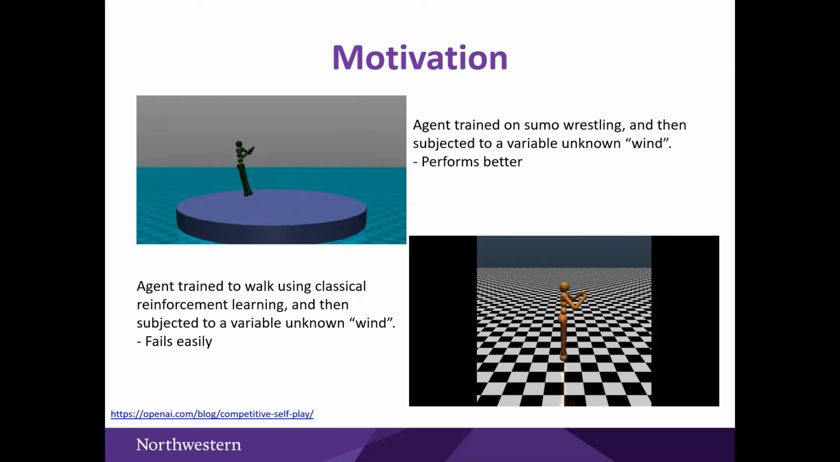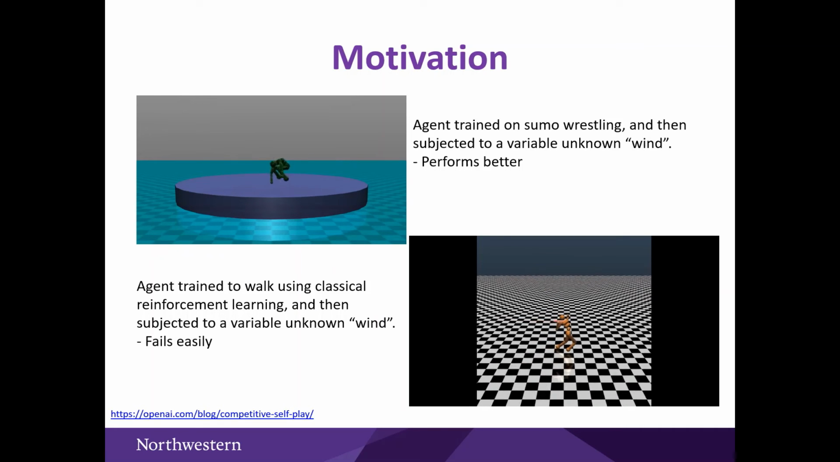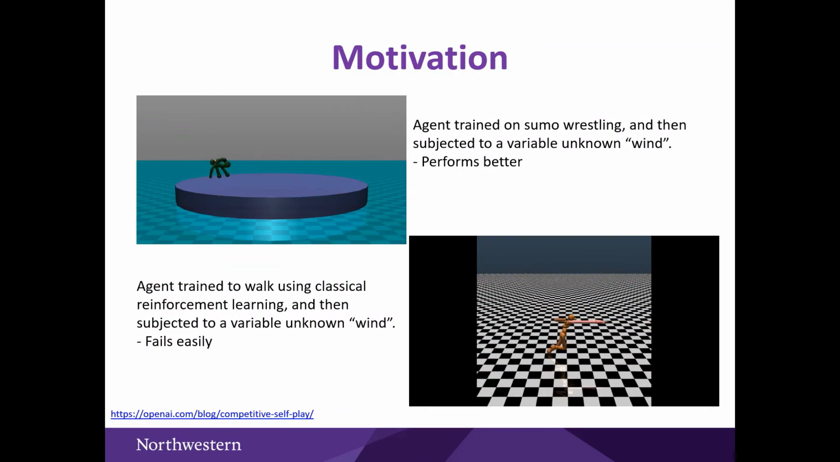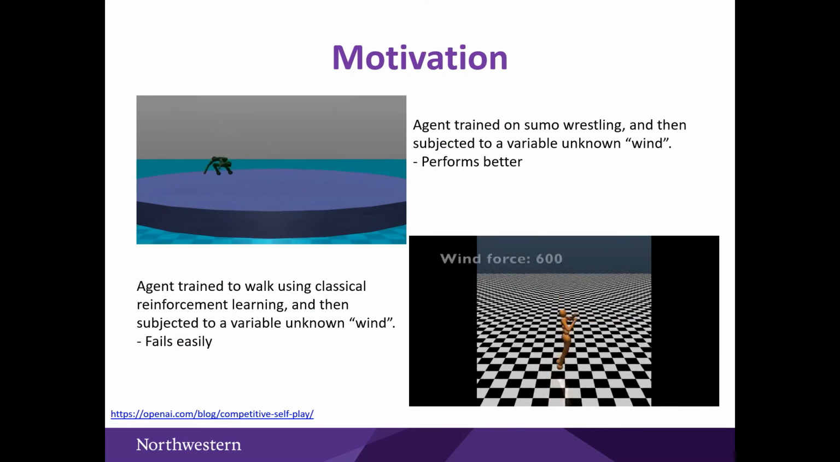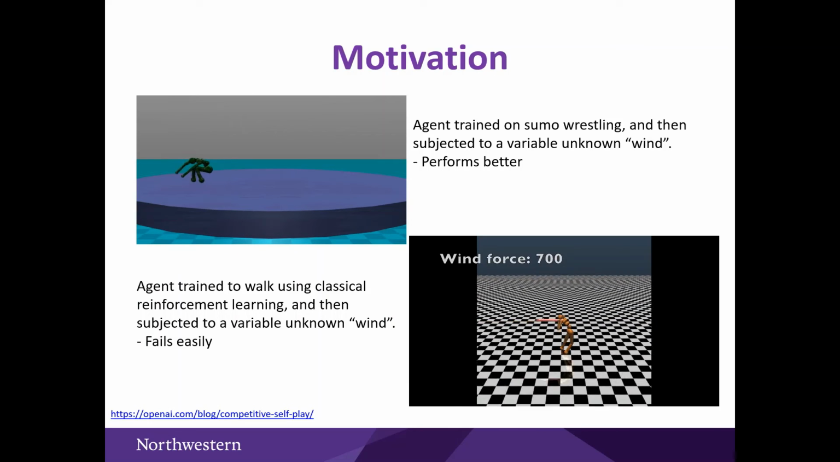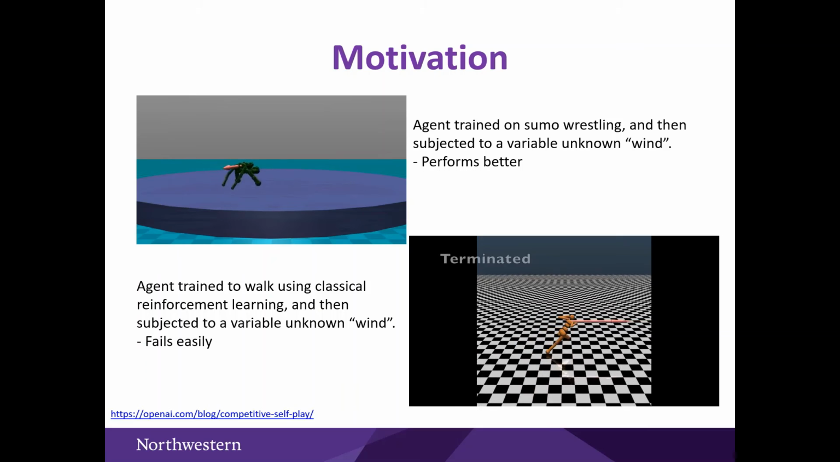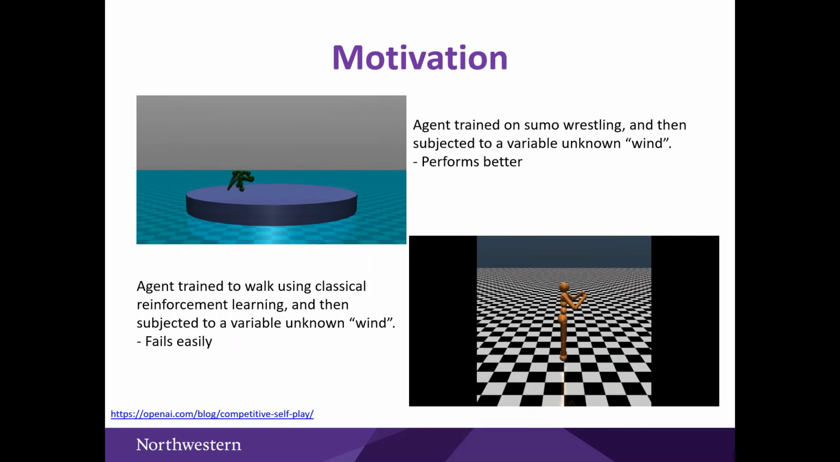Let's look at some more motivations for doing transfer learning in RL agents. On the top left corner, we see a sumo wrestler which has been trained in a self-play fashion and is exposed to a windy environment for the first time, but it is still able to perform better than an agent which has just learned walking. So this shows the efficacy of doing transfer learning in domains which seem to share an inherent latent representation.